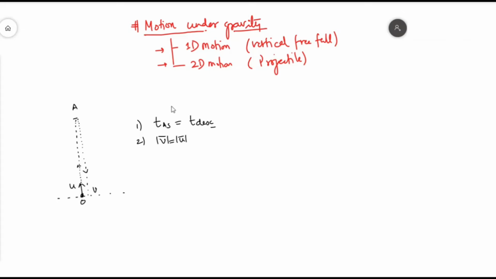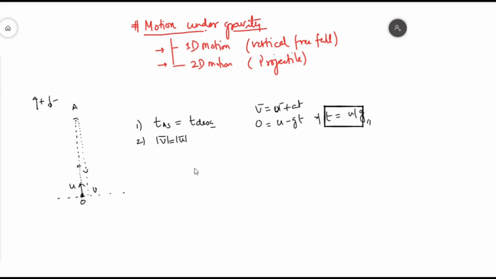Okay, so let's derive this first thing: time of ascent is equal to time of descent. Starting from u and going to final velocity 0, we can use v = u + at. The final velocity is 0, and I'm taking upward positive and downward negative, so it's going to be 0 = u - g t. So t is going to be u/g. This is your time of ascent.